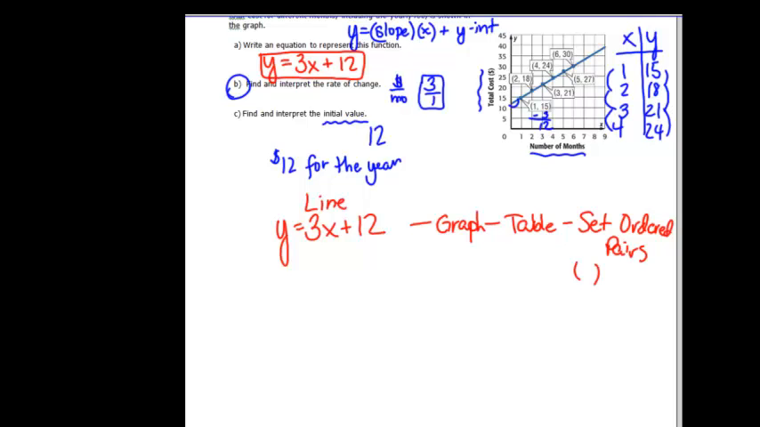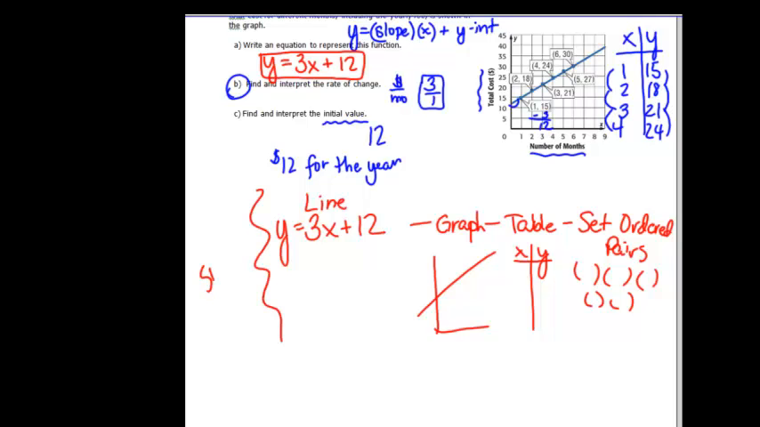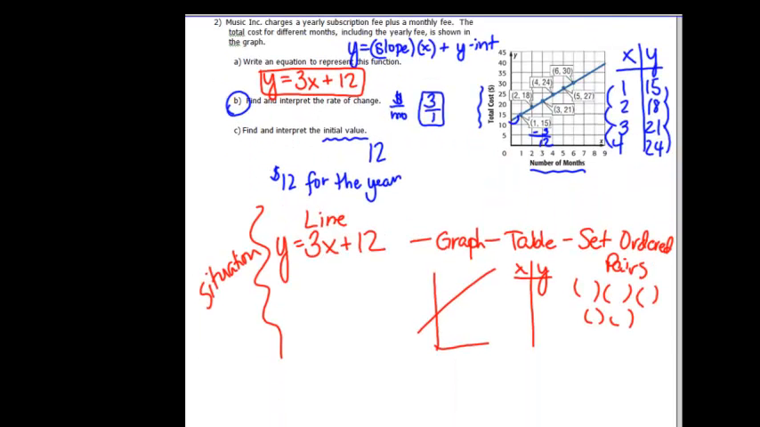So I can have all those ordered pairs that are listed above. I can have that table that I've made over there. I can have the graph that is shown to you there. And I can have this equation. Okay, it's all the same representation of the situation, a Music Inc. Okay, that's my real life situation.